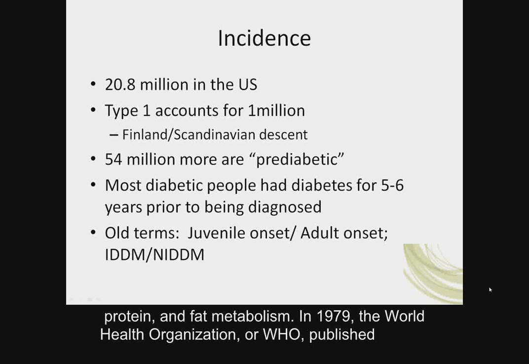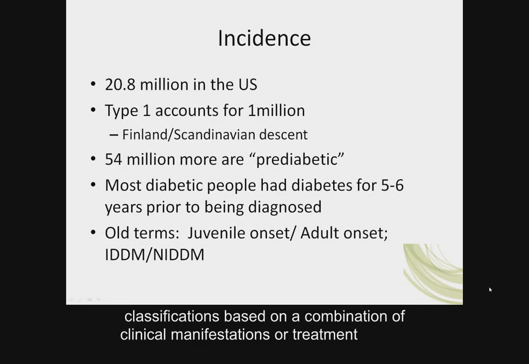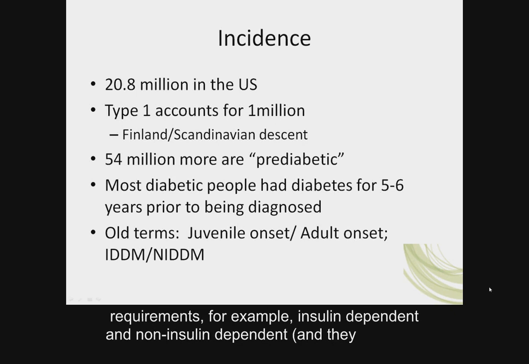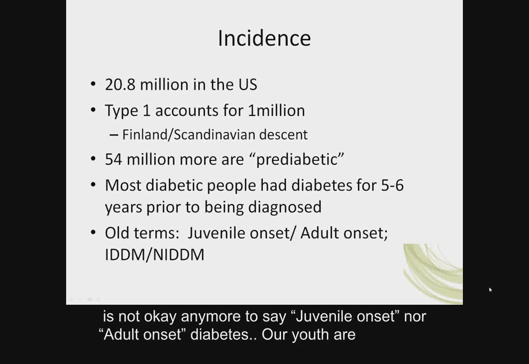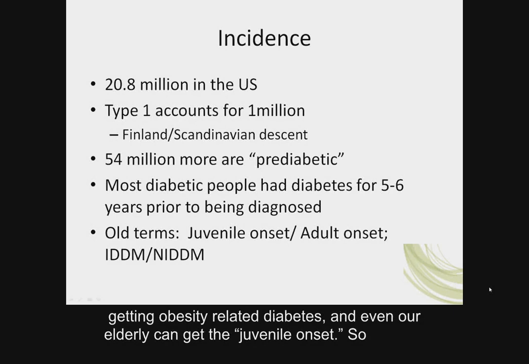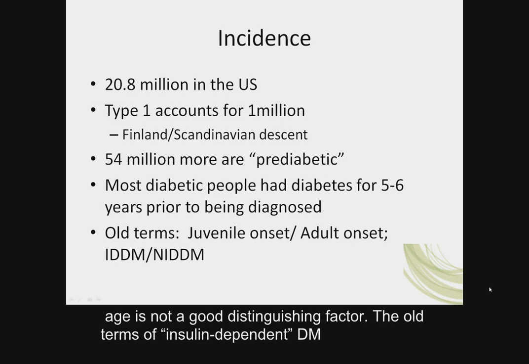In 1979, the World Health Organization, or WHO, published classifications based on a combination of clinical manifestations or treatment requirements, for example, insulin-dependent and non-insulin dependent, and they called these IDDM and NIDDM respectively. Since then, we have a new classification. It is not okay anymore to say juvenile onset nor adult onset diabetes. Our youth are getting obesity-related diabetes, and even our elderly can get the juvenile onset. So age is not a good distinguishing factor.